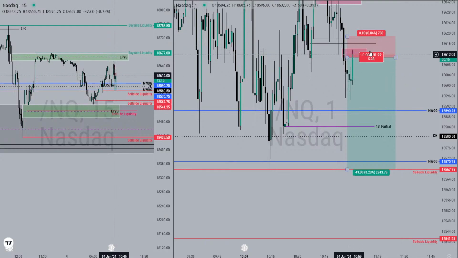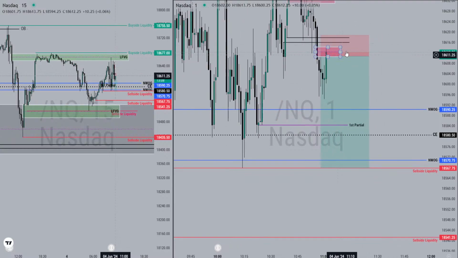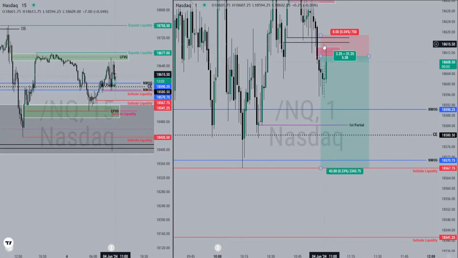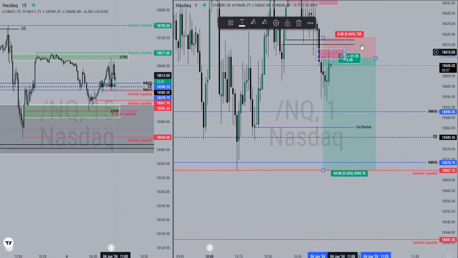By the way, is that a high probability entry? Absolutely not. You can see my stop loss is just 8 handle. So if I get stopped out, I will take an 8 handle loss, and it's extremely dangerous. So 50-50. Most of the time it works, but still it's extremely dangerous. So be careful about that.